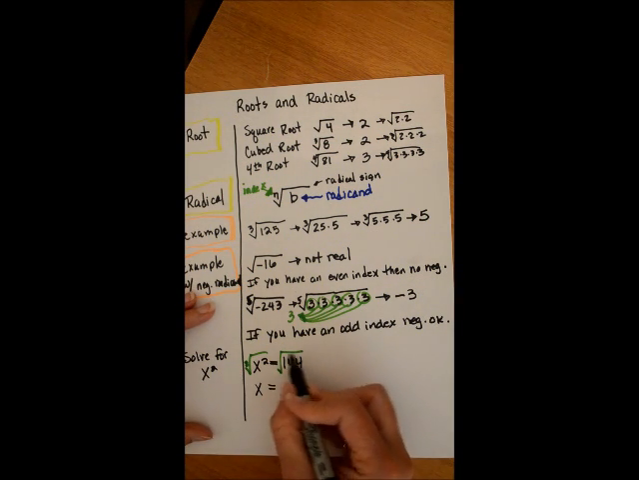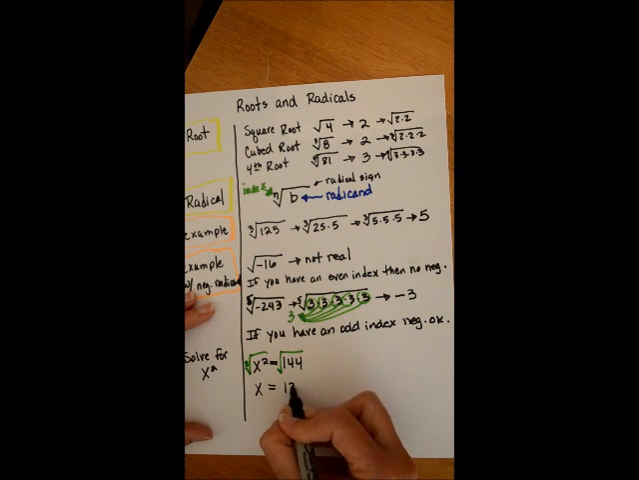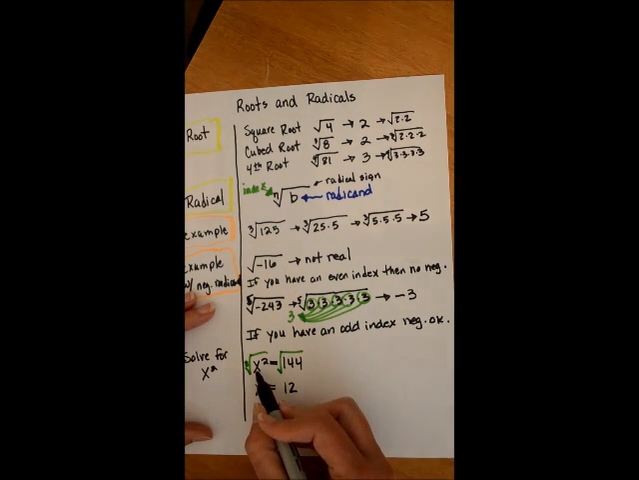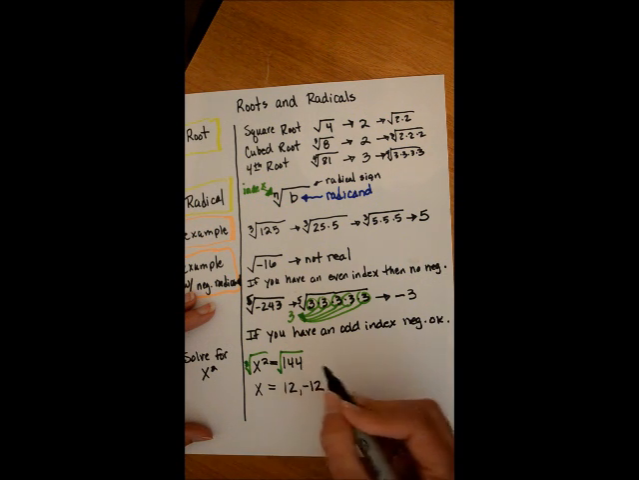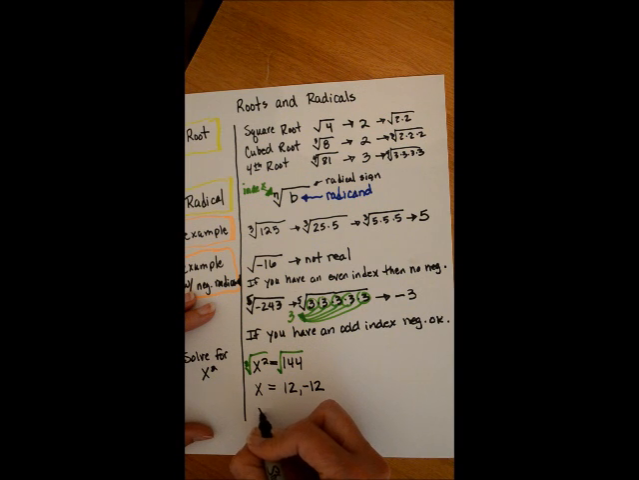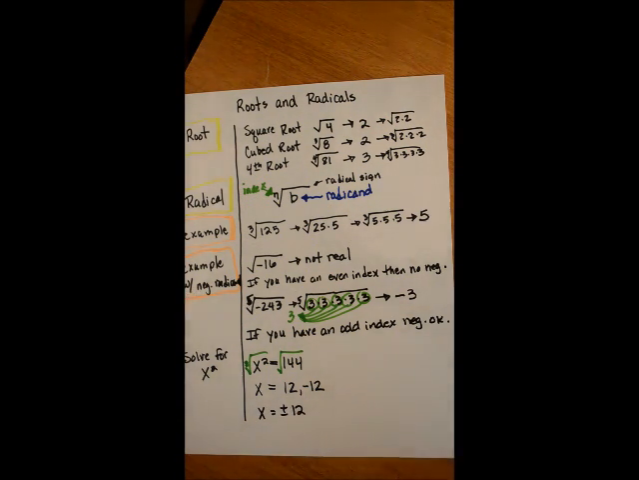x equals, and what happens here is it could be 12, but think about it for a second, because what else could it be if I'm going to square something? Well, the other thing it could be is negative 12. So what I end up with here is x equals plus or minus 12, that's how we usually show it.